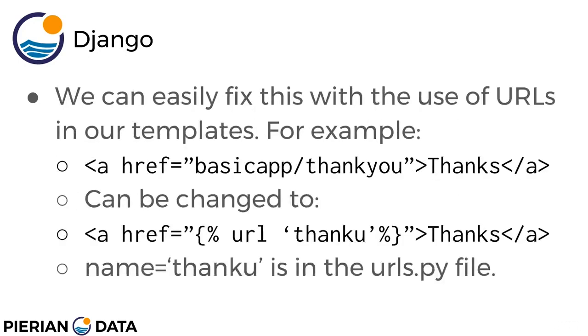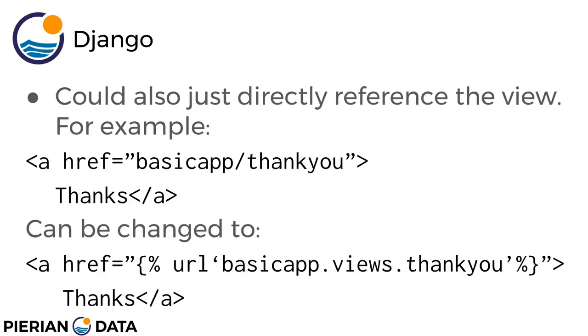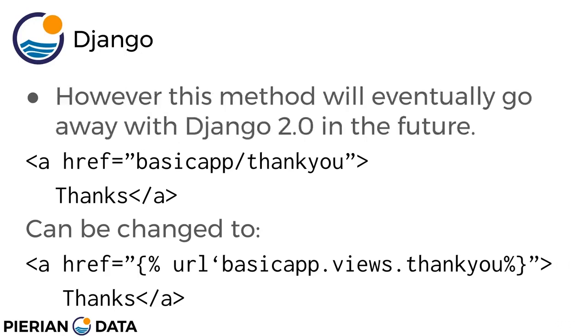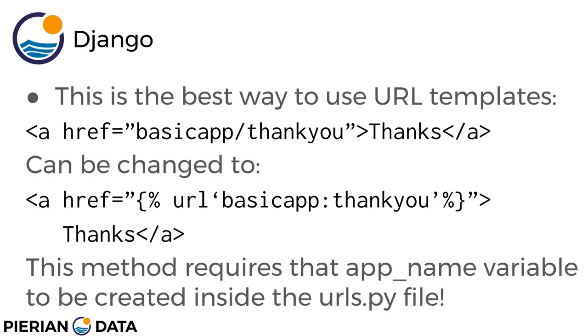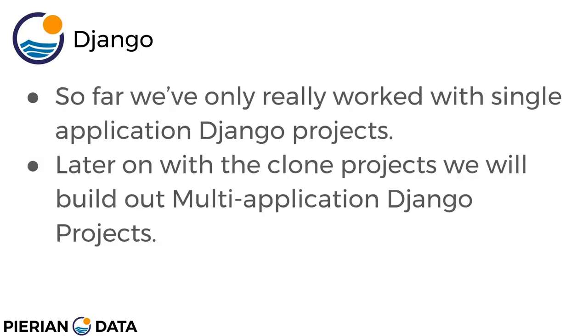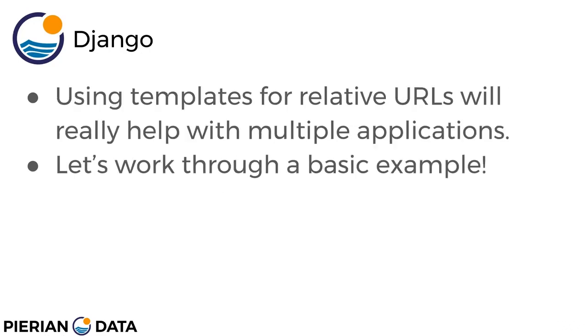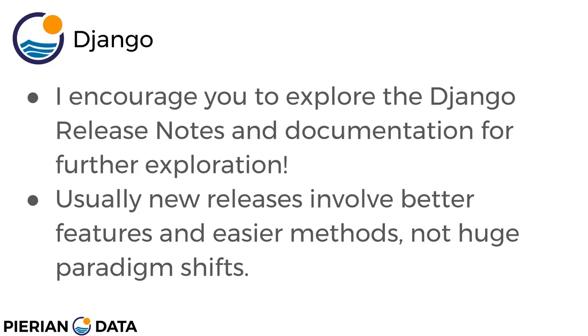But definitely check out the release notes and documentation on roadmaps for Django to get a better idea and a better understanding of what the future of Django really looks like. And as a quick note, usually new releases involve better features and easier methods. They're not huge paradigm shifts in the way you actually work with Django and the views, the models, the templates, etc. So think of it more as improvements in regards to what you can expect in future releases of Django. Don't be nervous or worried that all the knowledge you're learning right now is suddenly going to vanish with the next release. It really usually doesn't work that way.